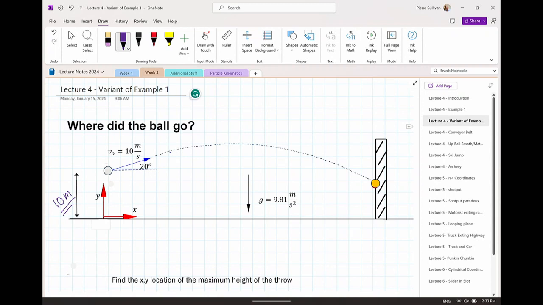So what you're asked for is where exactly does it reach its maximum height? And this is a variation that's kind of interesting because you really should know what it is, because we talked about it just 5 minutes ago, 10 minutes ago.